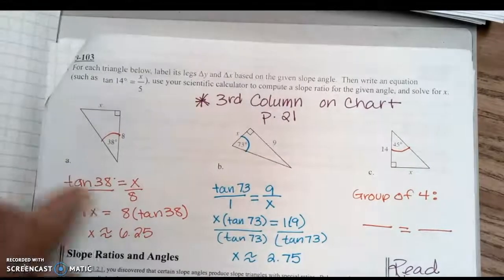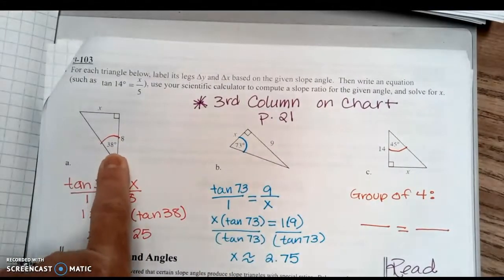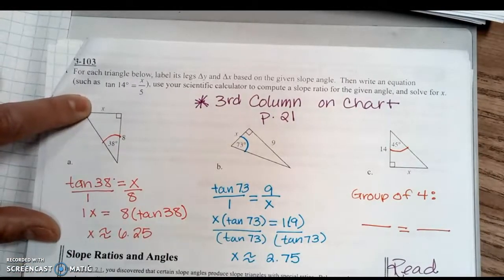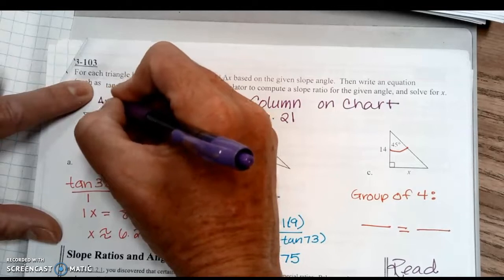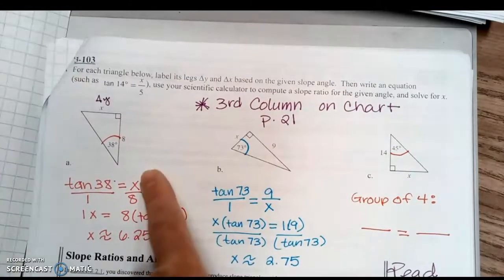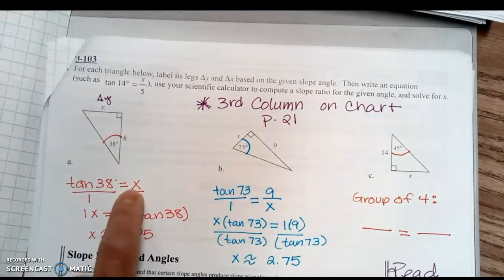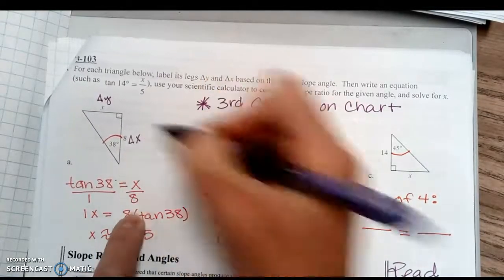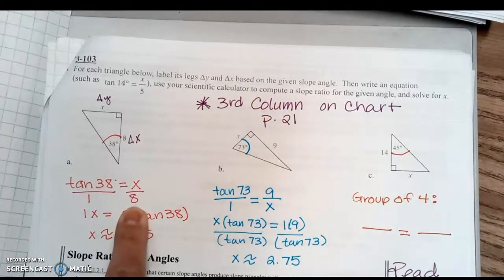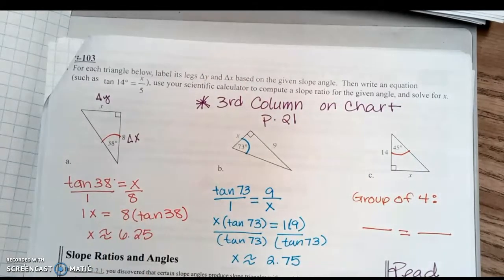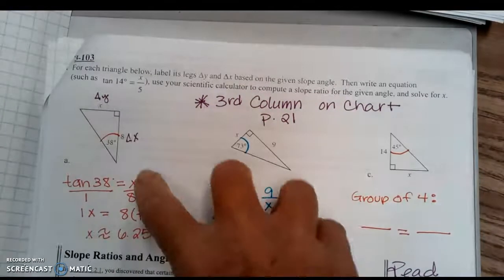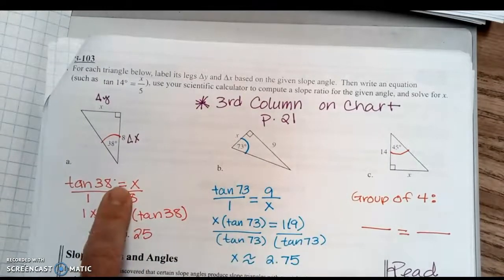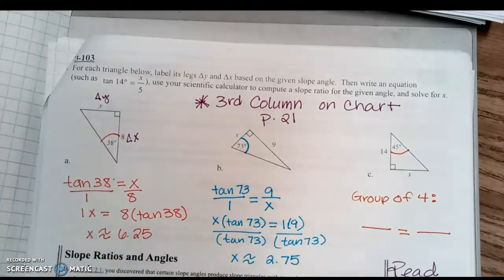So for part A, they give us the angle 38 degrees. That means that the side opposite the angle is our x. That's going to be our change in y. That's going to go in the numerator. Right now there's an x there. And our 8, our change in x, is going to go in the denominator where the 8 is at. Okay? So x over 8 is our ratio. We're going to set that equal to the tangent of 38 degrees.